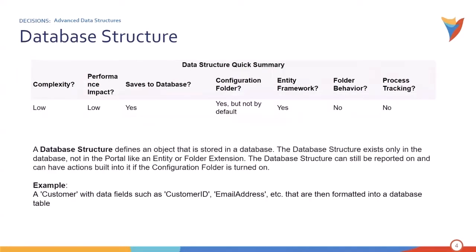Next is a database structure. Now, a database structure basically defines an object that is stored in a database. It exists only in the database, not in the portal, like an entity or a folder extension, not by default at least. But because the data persists in a database, it can be reported on and have actions built into it if the configuration folder is turned on. So that's an additional setup that needs to happen so that you can get some of these features that the configuration folder provides.